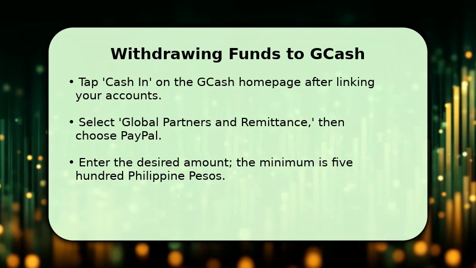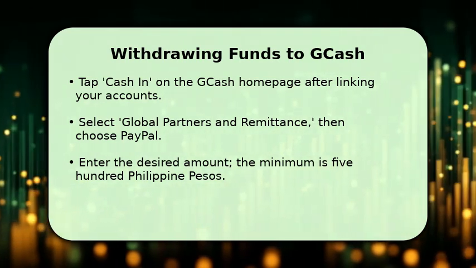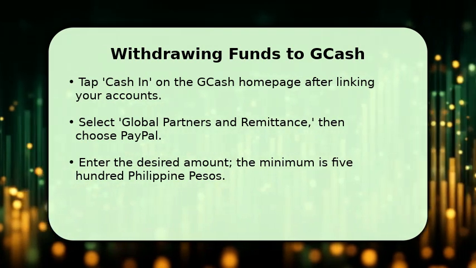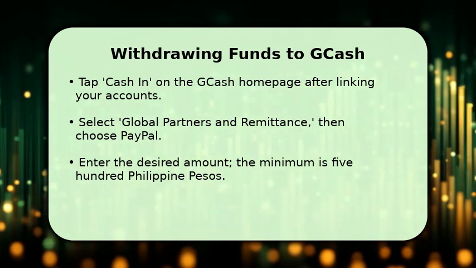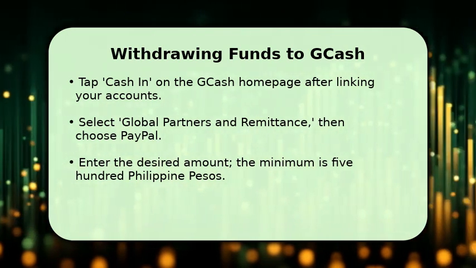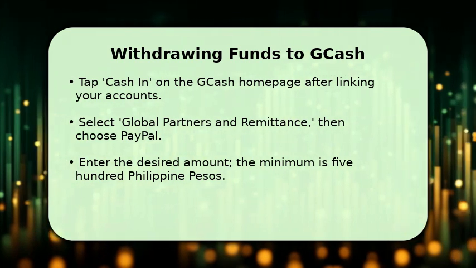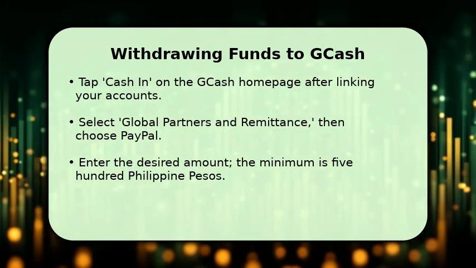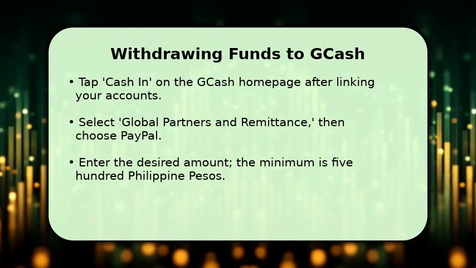Once your accounts are linked, withdrawing funds is straightforward. From the GCash homepage, tap Cash In. Then, select Global Partners and Remittance and choose PayPal. Enter the amount you wish to transfer. Please note the minimum is 500 Philippine pesos. Confirm the transaction, and your funds will usually be available immediately, though some may take up to 48 hours. You can transfer up to 100,000 Philippine pesos per transaction.